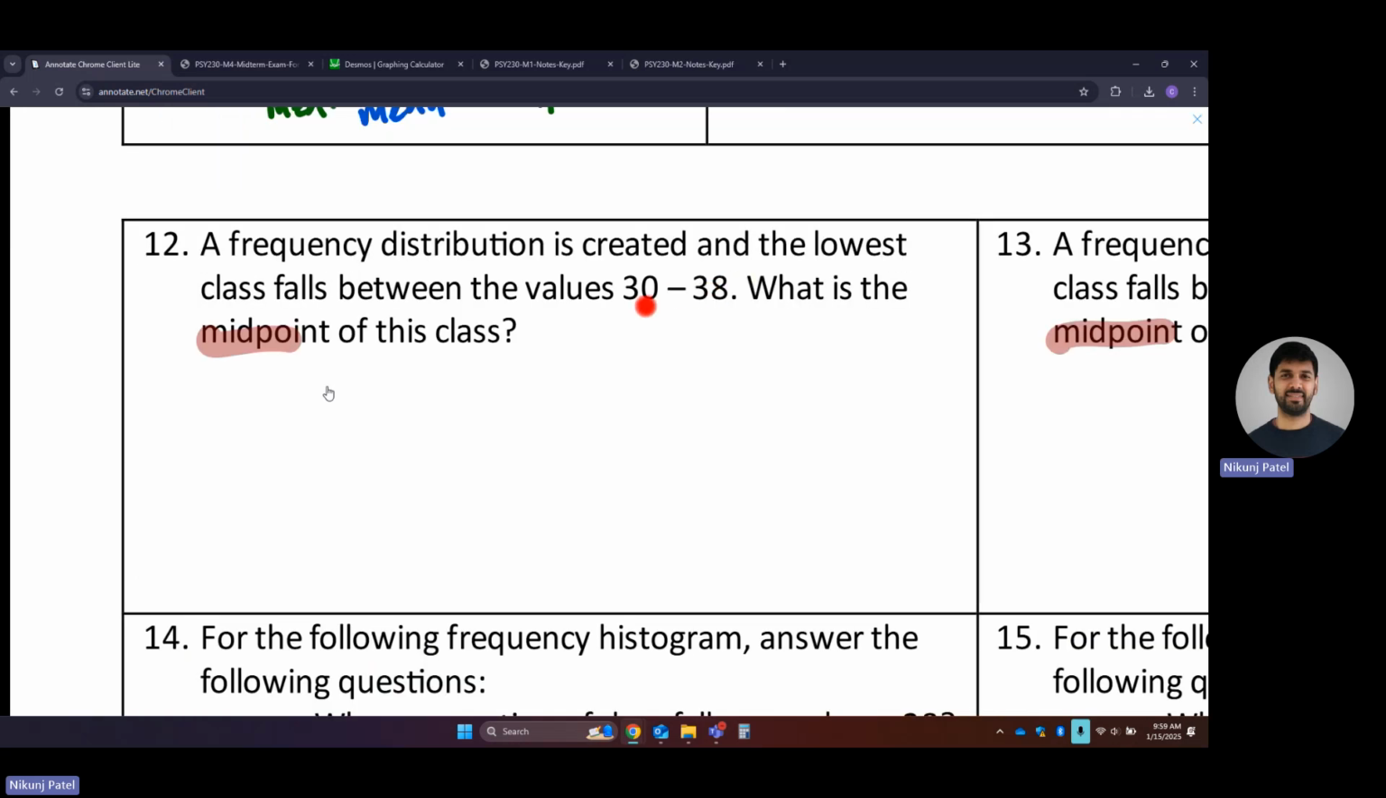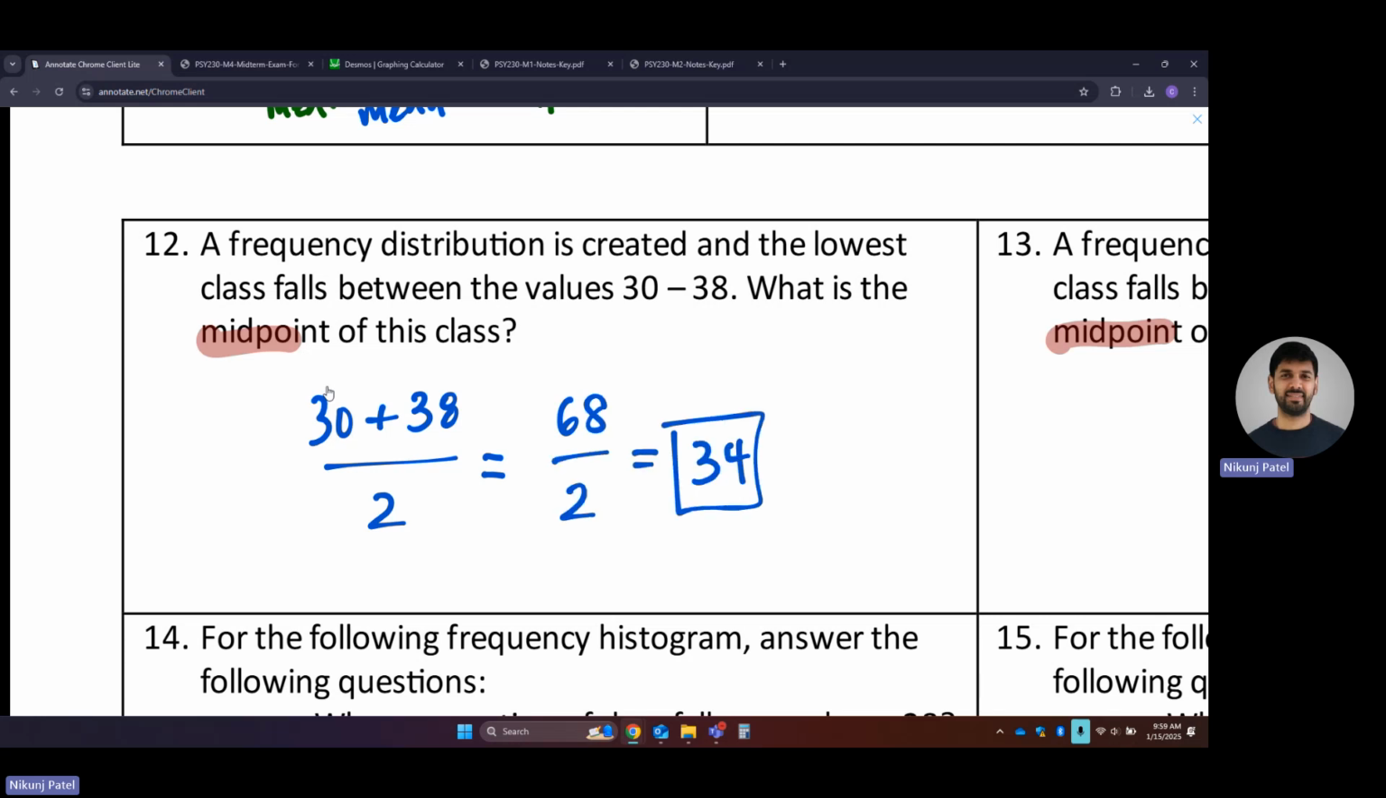The class starts at 30 and ends at 38. What's the midpoint? So all we would do is 30 plus 38 divided by 2. Right, so that's 68 divided by 2, and then the midpoint would then be 34.